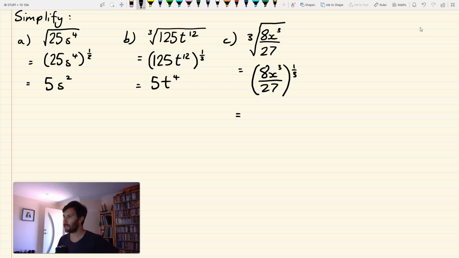So the cube root of 8 is 2, cube root of x to the power 3 is just x, and the cube root of 27 is 3. So a simplified answer for that one is 2x/3. Then you give yourself a little pat on the back and say, well done, good job.